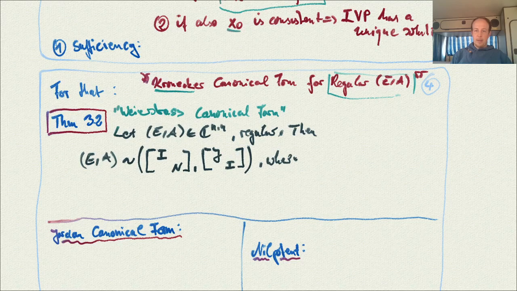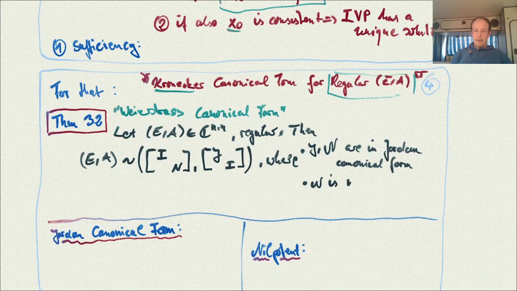where J and N are in Jordan canonical form, and where N is nilpotent. Two things. I have prepared this. I will tell you about this Jordan canonical form and nilpotency in a second. But let me still make this remark.